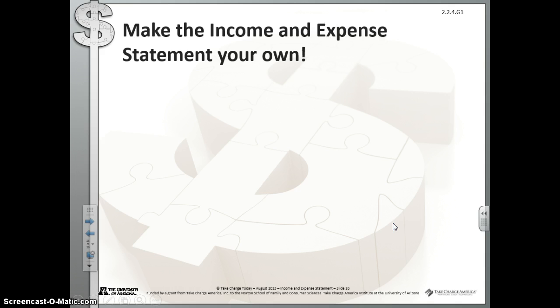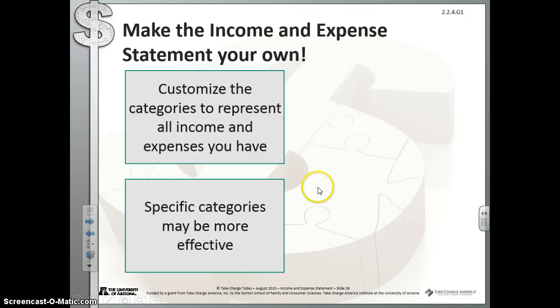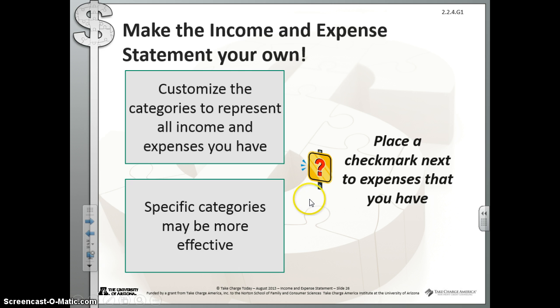Make the income and expense statement your own. Customize the categories to represent all income and expenses you have. It's kind of like the financial statement where we didn't all have certain pieces. If this is something you do regularly, then what you could do is customize the expenses that you use on a daily basis. Specific categories may be more effective. So there's no need in wasting space for a section that you never use, and it could be more effective.